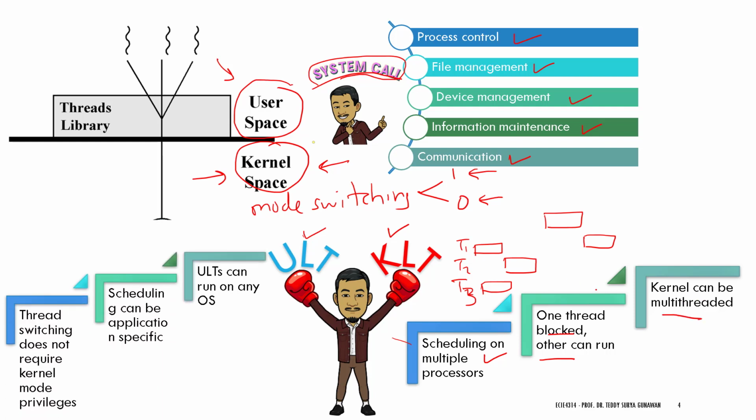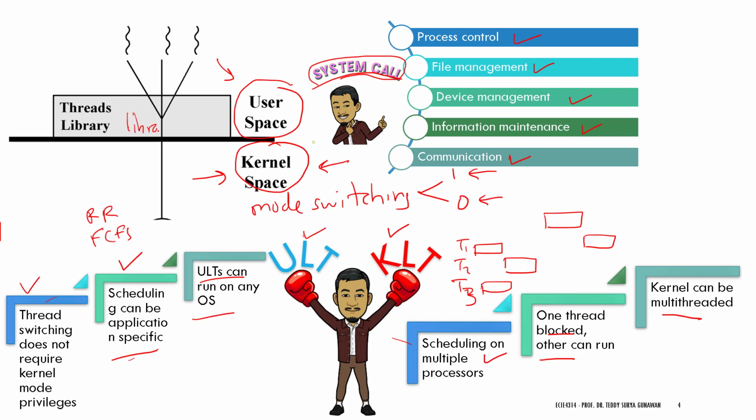Well, what about the ULT? In the ULT, thread switching does not require kernel mode privilege; you just need user mode. The scheduling can be application specific, meaning the user can decide whether to use round robin, for example switching every 1 second, or first come first serve. In KLT it will be decided by the OS. And ULT can run on any OS, just using the same library.